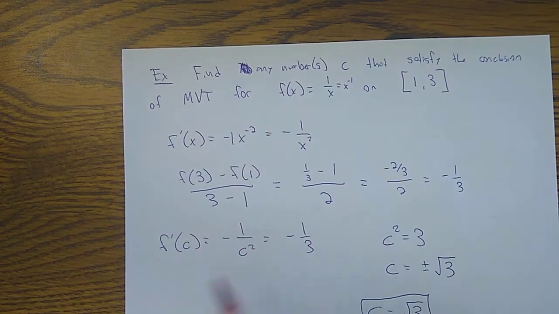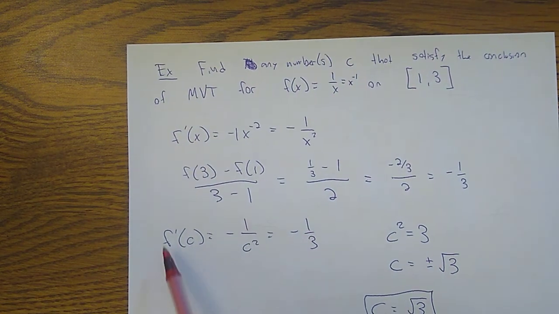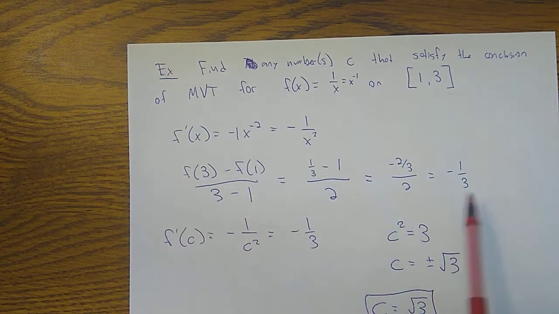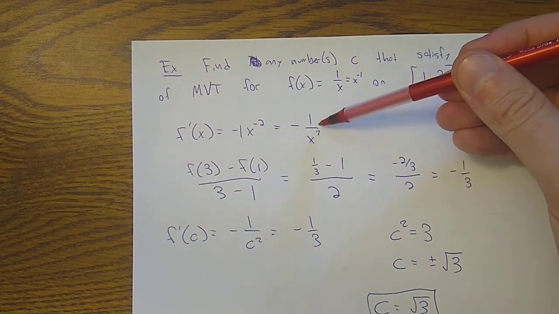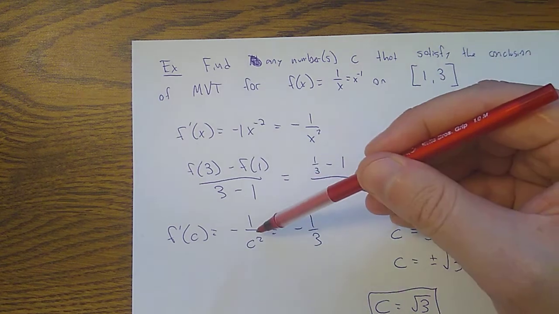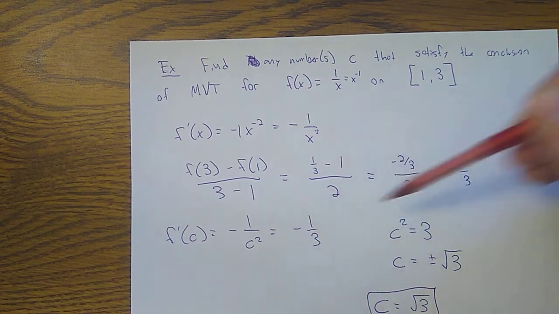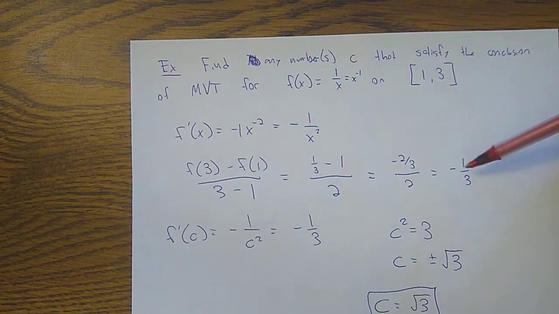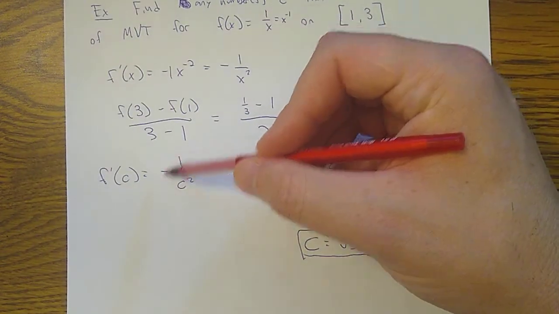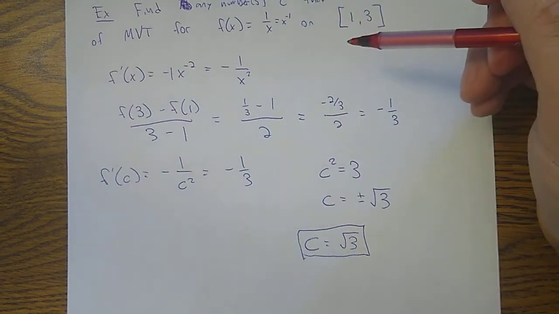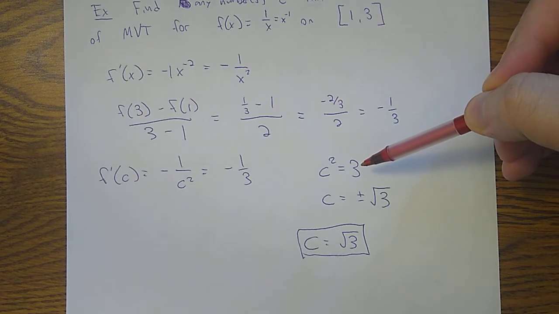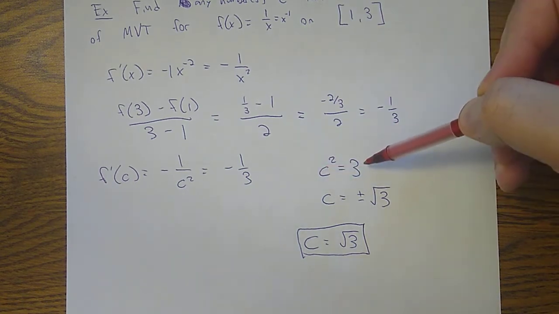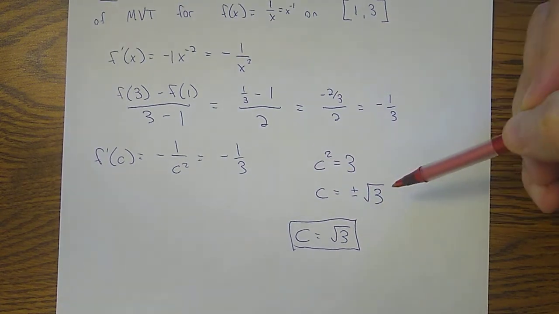The mean value theorem tells me that there should be a value c such that f prime of c equals that. So I'm going to take f prime of c. I already found f prime of x, so I can just put a c in there. And I'm going to set it equal to that number that I got from there. I solve this for c. So I can cancel the negatives, and I can do the reciprocal of both sides. So I just get that c squared equals 3, like this. I can do the square root, so c would be plus or minus root 3.